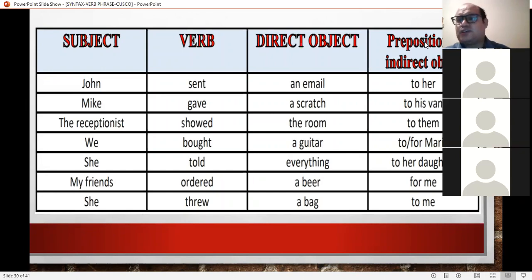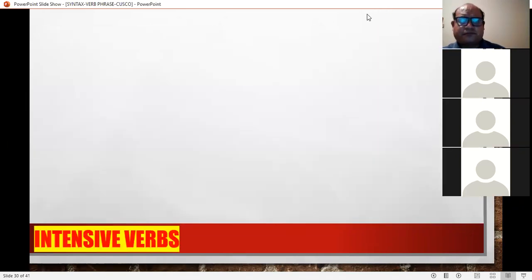All right? So don't forget, we call these verbs the transitive verbs. Two objects. In simple words, two objects. All right? Now, let's pass to the other one.